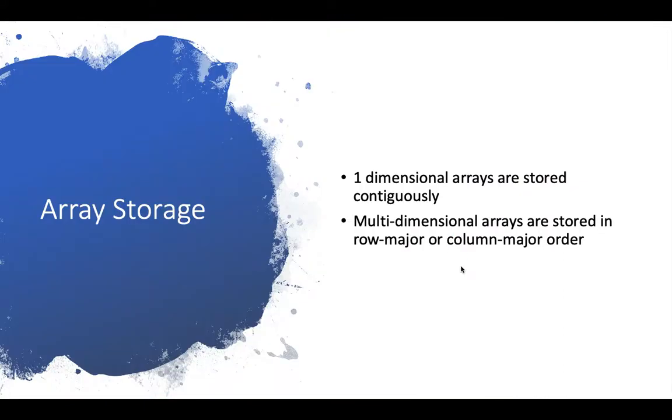So arrays are stored contiguously, just regular one-dimensional arrays are stored contiguously in memory, with each member of the array stored next to the next member of the array in the memory itself. And then multi-dimensional arrays can either be stored as an array of rows or an array of columns of data.